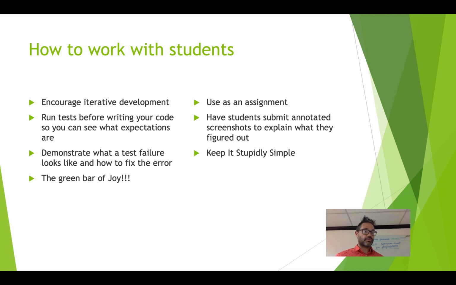This is how they turn in the completion of their work. They can submit their JUnit status, and if it's a green bar of joy, full credit. If it's a mixed selection, they don't get full credit, they get partial, and they can resubmit that as necessary.